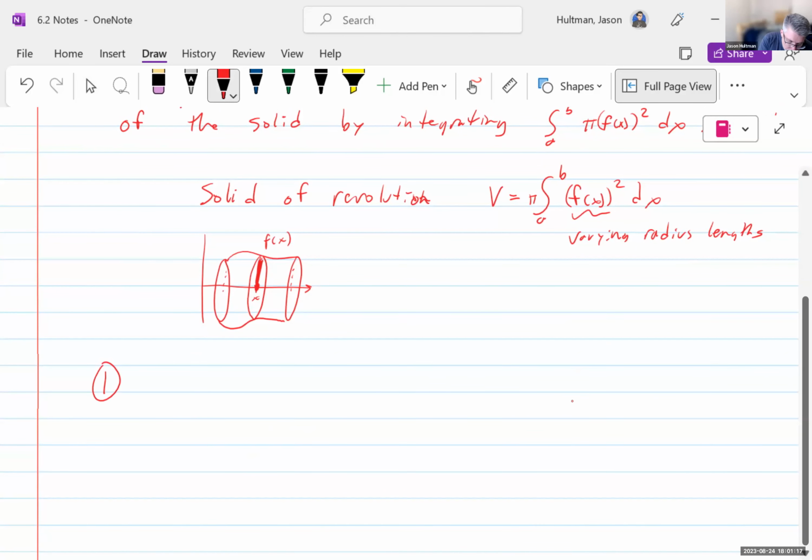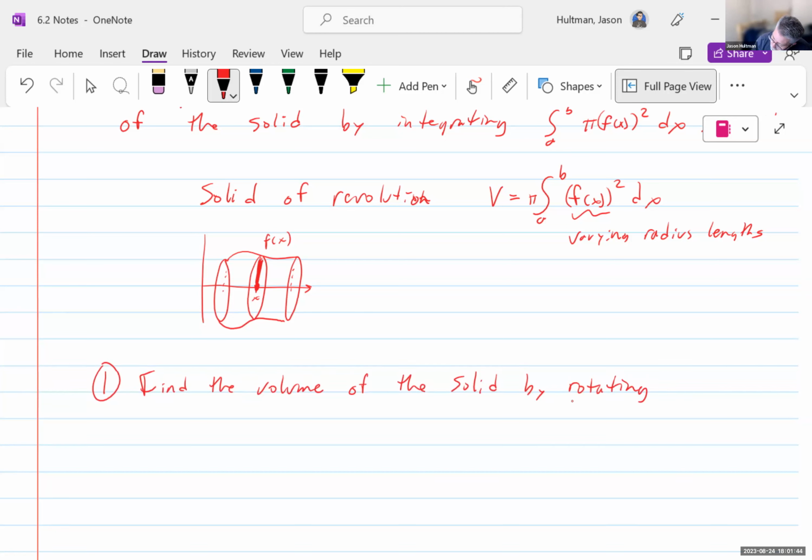Okay, let's do an example. Number one, find the volume of the solid obtained by rotating about the x-axis the region under the curve y equals radical x from 0 to 1.